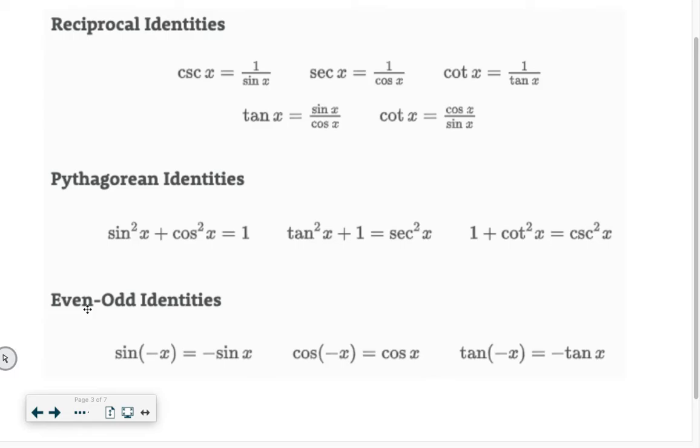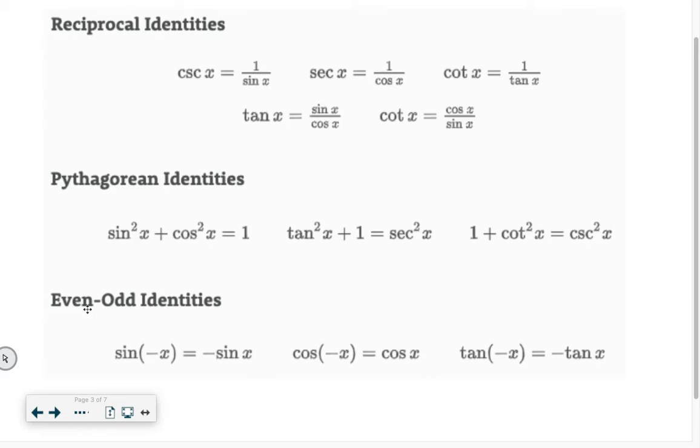First off, we talked about the reciprocal identities. For instance, cosecant of x equals 1 over sine of x. And of course, you could have that sine of x equals 1 over cosecant of x, right? Same with secant of x equals 1 over cosine of x. Cotangent of x equals 1 over tangent of x. Tangent of x is sine of x over cosine of x. And cotangent of x equals cosine of x over sine of x.